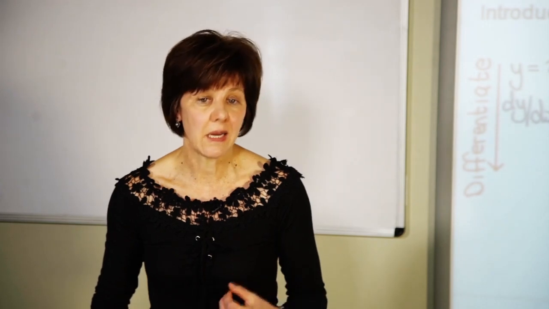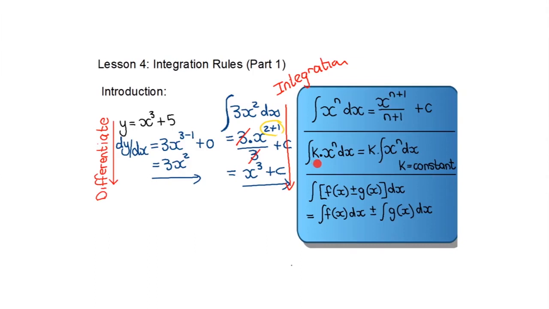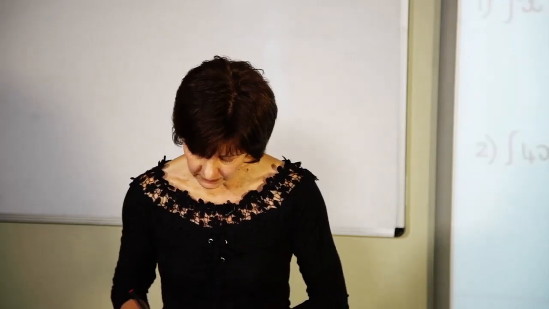If I had k times x to the power n, you can actually take out the k and just integrate the x to the power n, which I can do because I've got a rule. And then the last rule is if I've got more than one term in terms of x, and I want to integrate all of these terms, you can actually integrate the one, and integrate the other one, and just join those answers with whatever sign you had originally. So let's take them one by one, and we actually do some integration problems.